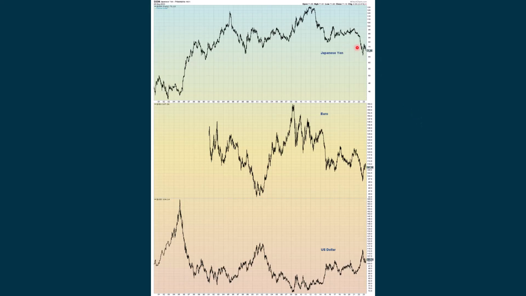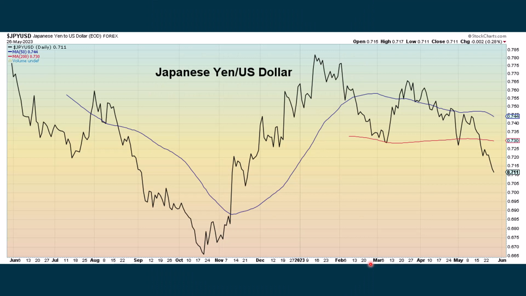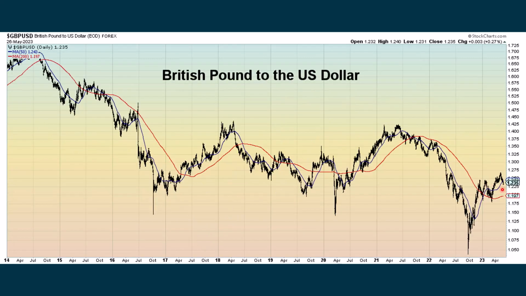And then on the top, the Japanese yen has also seen some recent weakness. The euro is going down as the dollar index has been bouncing back up. Here's a single chart of the Japanese yen to the US dollar where the Japanese yen is still in an uptrend, but we are seeing some weakness in the Japanese yen. The British pound is in an overall uptrend compared to the dollar, but showing some recent weakness.